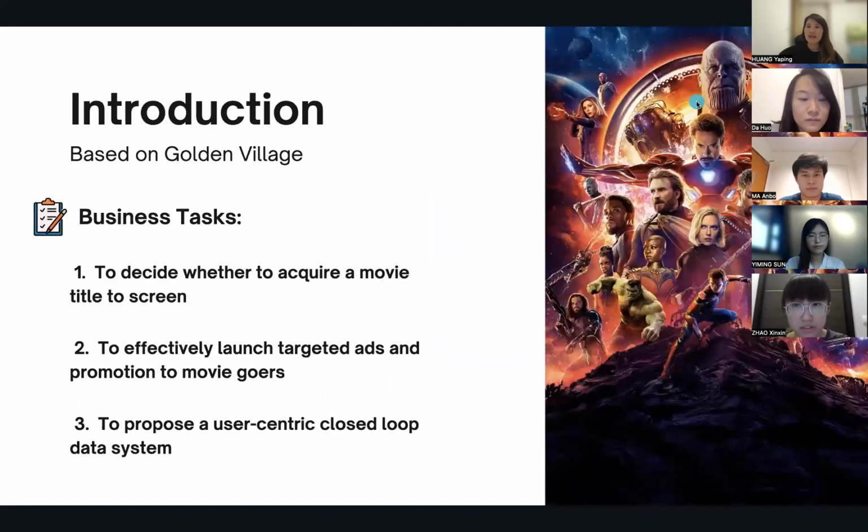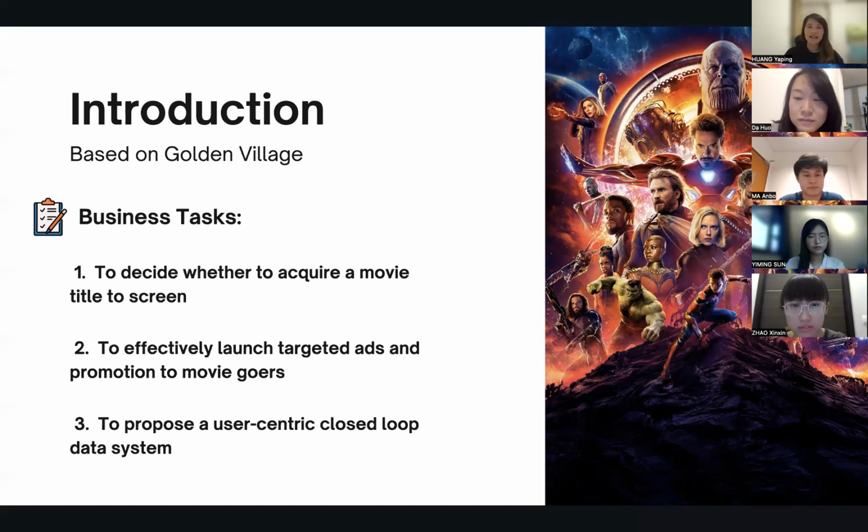For this project, we have created a hypothetical business situation for Golden Village. Golden Village, as most of us know, has been the most popular cinema operator in Singapore since 1992. It operates 15 cinemas across Singapore. The business has suffered a lot in the past 2 years due to COVID. Our team is trying to use a data science approach to help Golden Village best capture post-COVID growth.